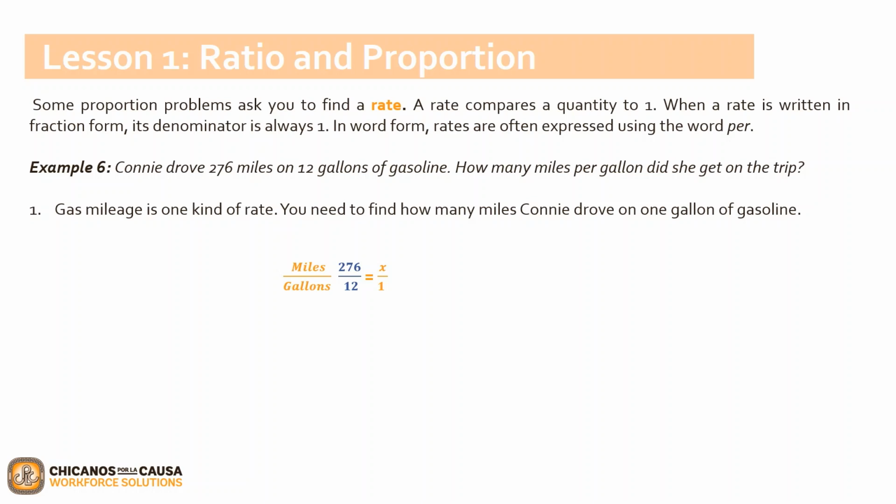So we write 276 over 12 in fraction form, 276 being the miles, 12 being the gallons, equals x over 1. Second, we would solve. We'll solve by 276 times 1 equals 276, and then taking 276 and dividing it by 12, which will give us our answer of 23 miles per gallon.